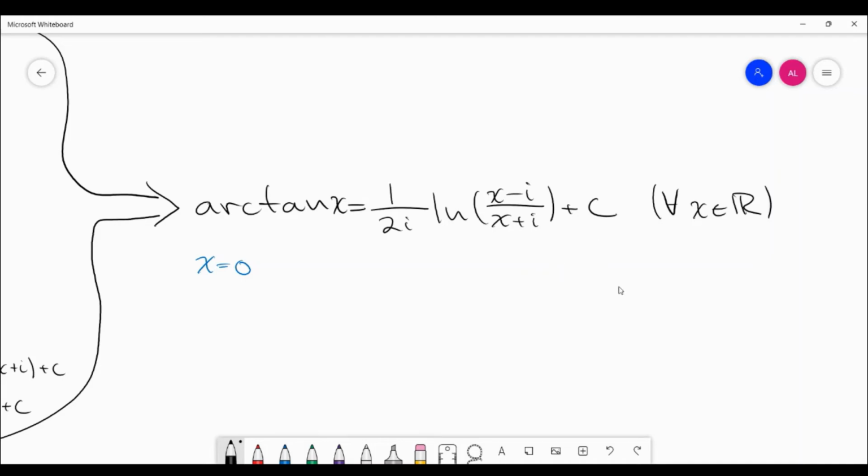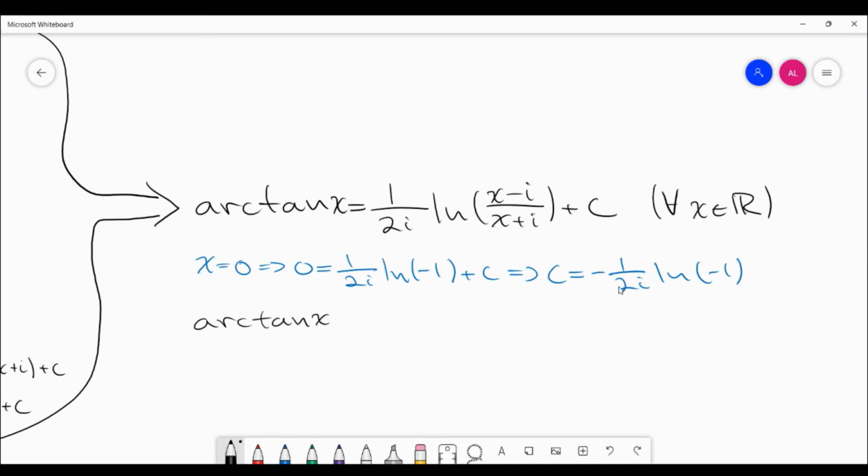So we plug in x equals 0 to this true identity, and we get that arctangent of 0, which is 0, equals 1 over 2i ln of negative 1 plus c. So c equals negative 1 over 2i ln of negative 1. So see, it isn't 0. We really had to be careful. We would have gotten a different identity.